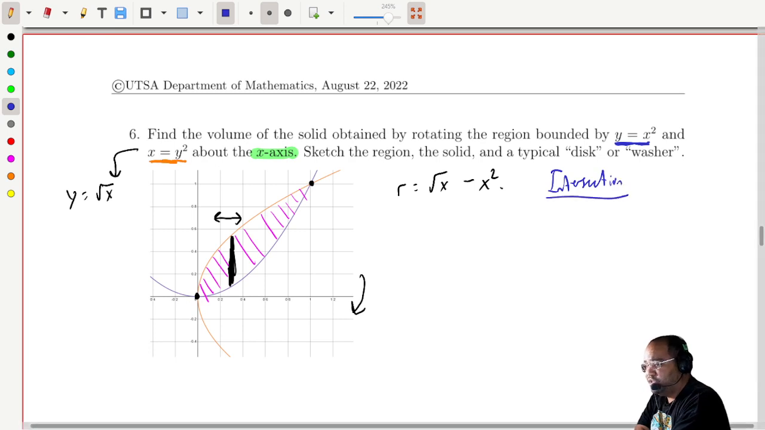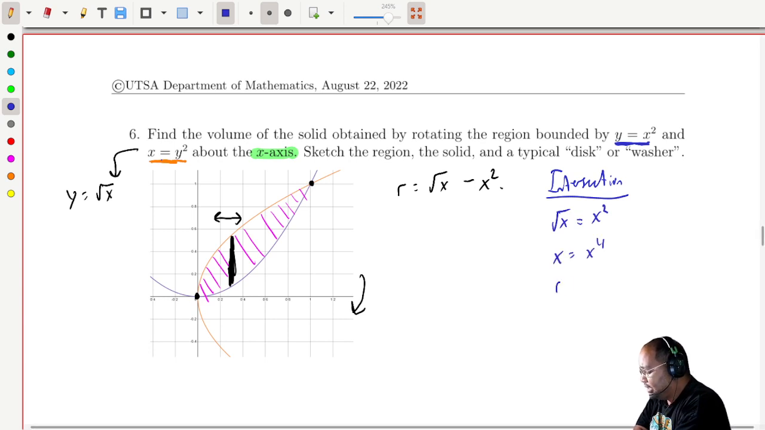For the intersection points, we need to set the two curves equal to each other. Now that we have two things set equal to a certain variable, we have y equals x squared and x equals y squared, we can substitute. Or we'll just look at this. We have square root x equals x squared, square both sides, x equals x to the fourth, and subtract.